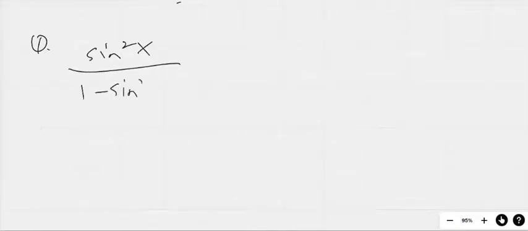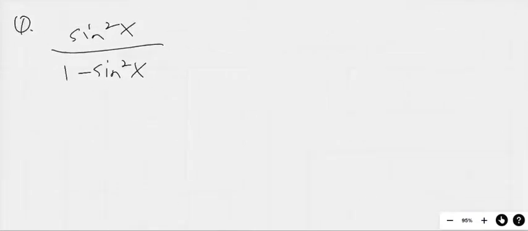Okay, so now let's do some practice problems. Sine square x over 1 minus sine square x. What would this one be simplified into? Please pause the video if you want to try yourself first.